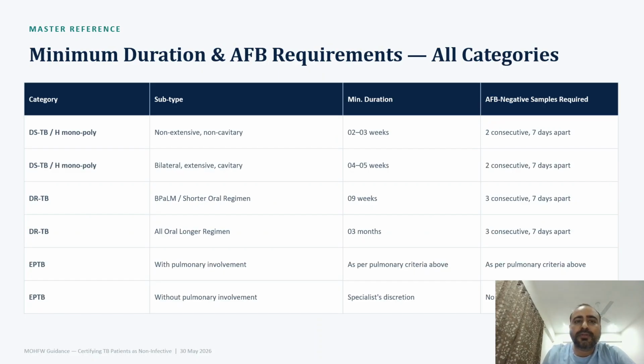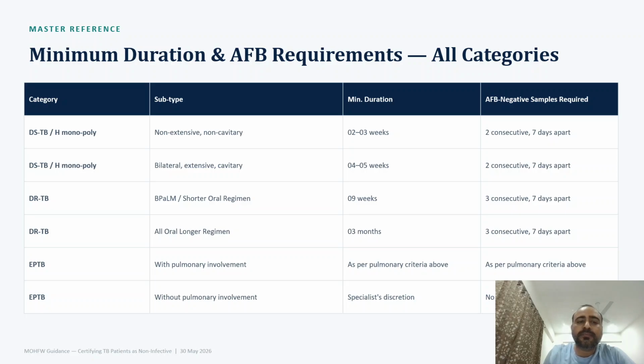Now coming to the minimum duration and AFB requirements. For drug-sensitive TB and mono-poly resistant non-extensive non-cavitatory disease, minimum duration is 2 to 3 weeks. 2 consecutive AFB negative samples should be there 7 days apart. Similarly, in drug-sensitive TB and mono-poly resistant bilateral extensive cavitatory disease, minimum duration increases to 4 to 5 weeks, and the AFB negative samples should be two consecutive 7 days apart.